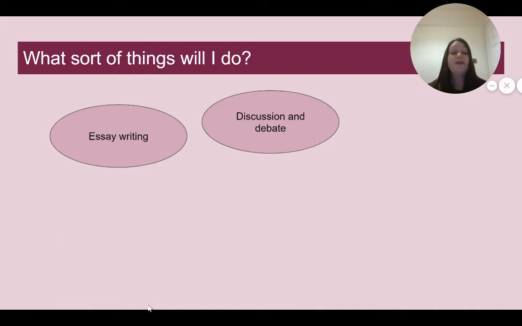A-level history focuses around not only knowing what other historians think about the period studied, but also developing and consolidating your own opinions and your own points of view. And the best way to do that is to discuss it, to debate it, and to play off your ideas against other people in your class. So discussion and debate are also central to A-level history lessons.